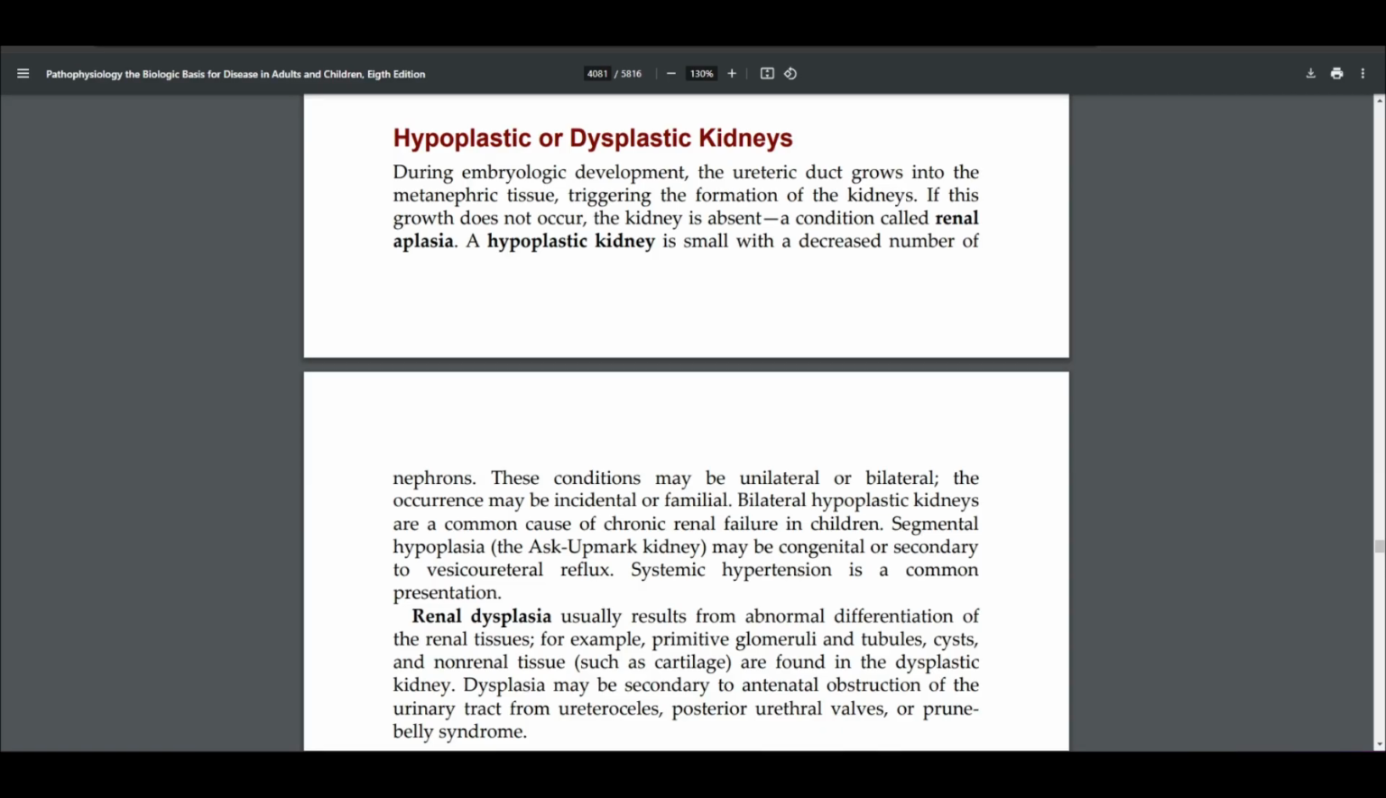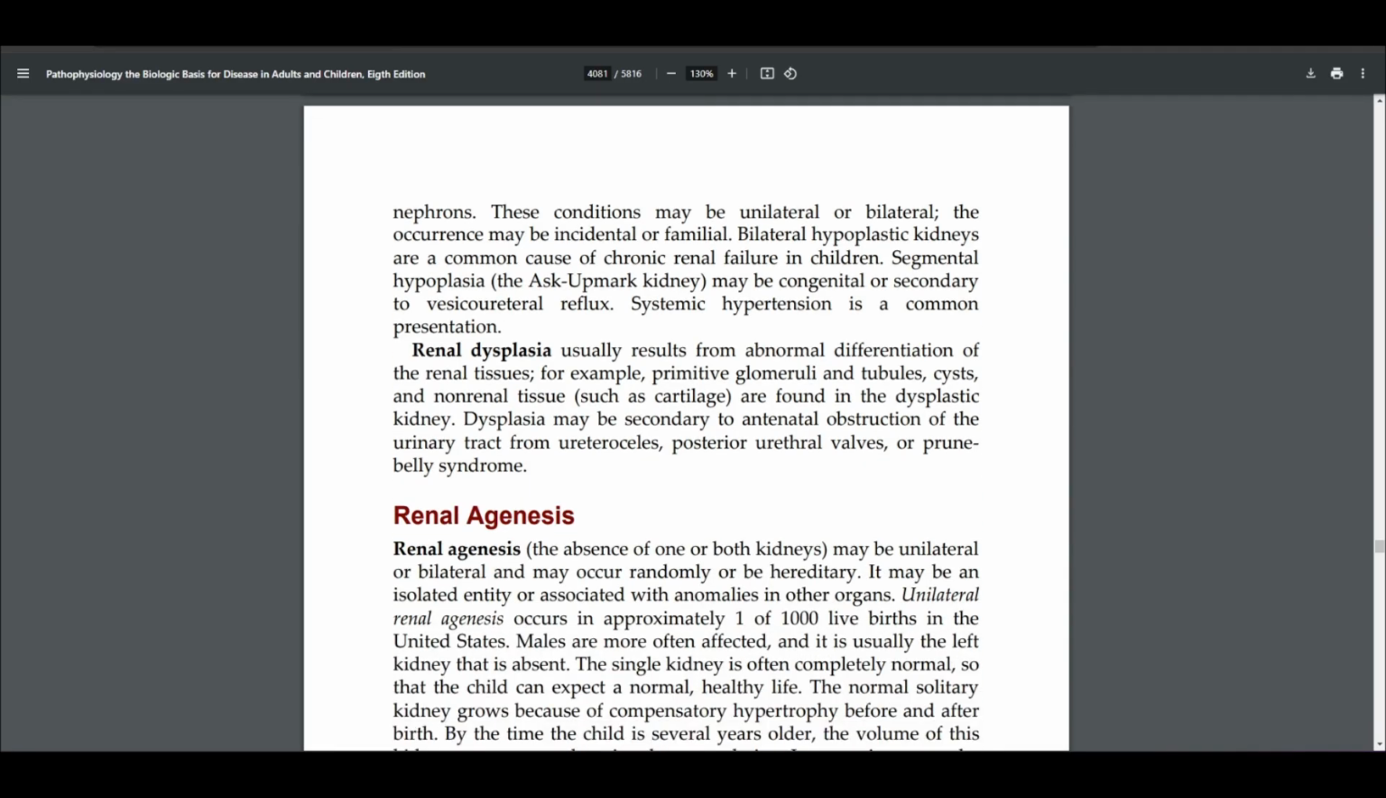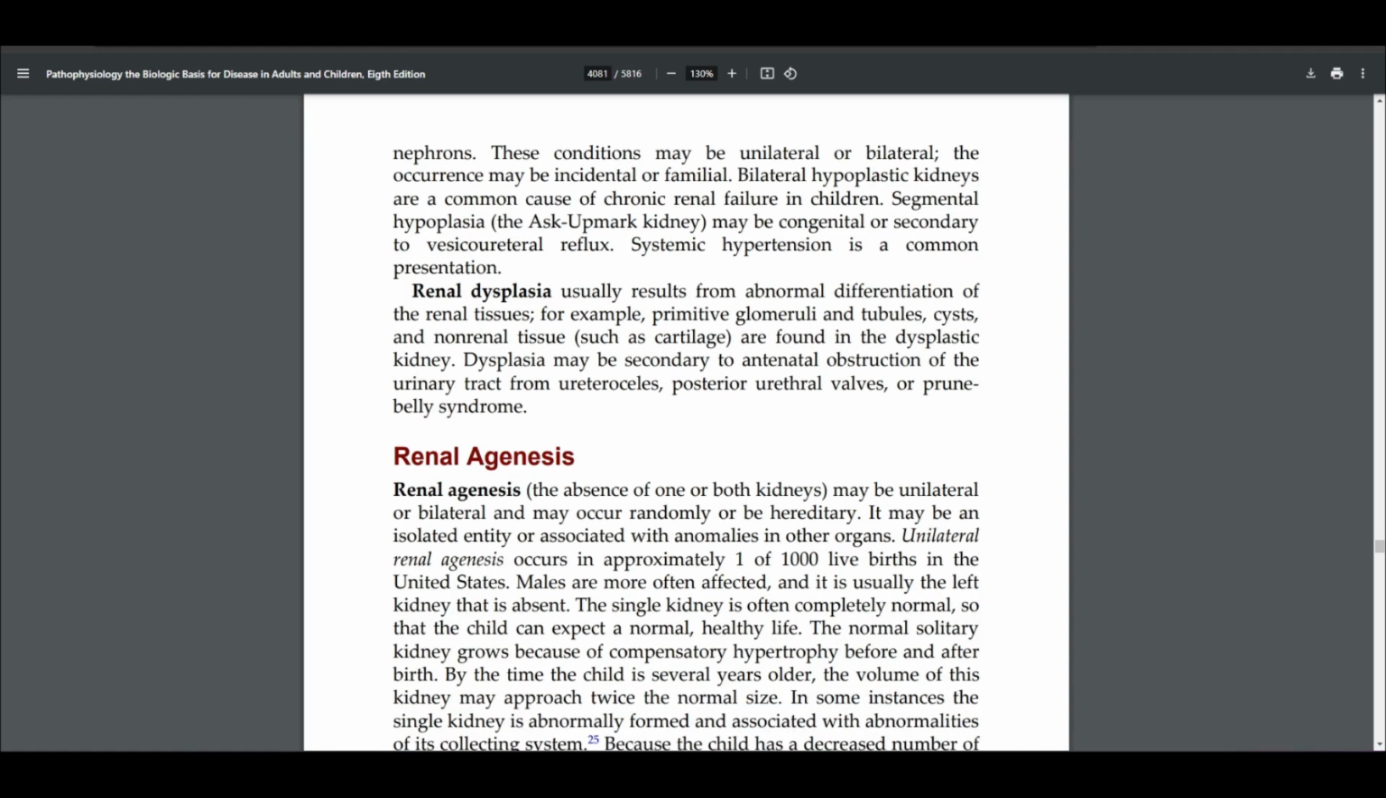During embryologic development, the ureteric duct grows into the metanephric tissue, triggering the formation of the kidneys. If this growth does not occur, the kidney is absent, a condition called renal aplasia. A hypoplastic kidney is small with a decreased number of nephrons. These conditions may be unilateral or bilateral. The occurrence may be incidental or familial.